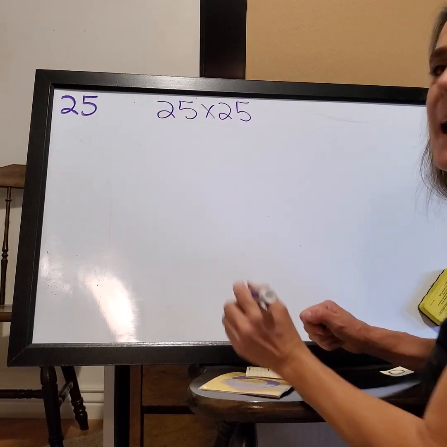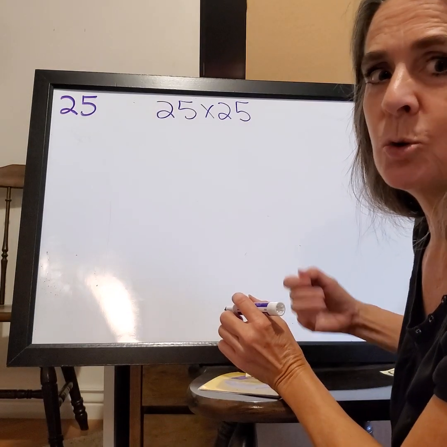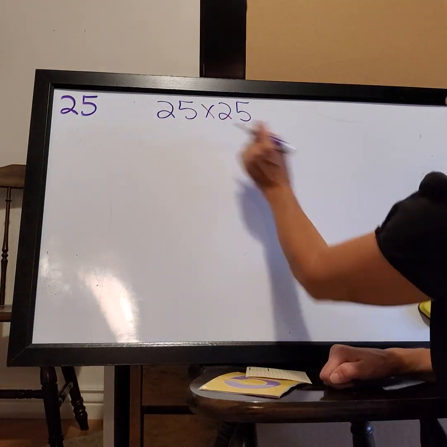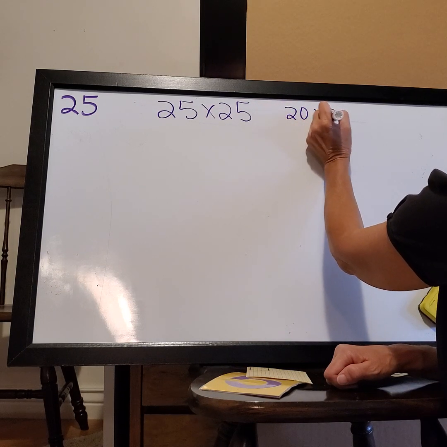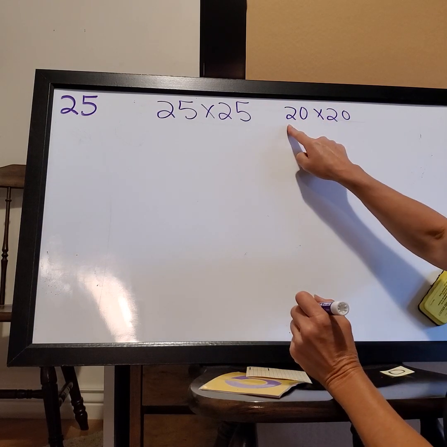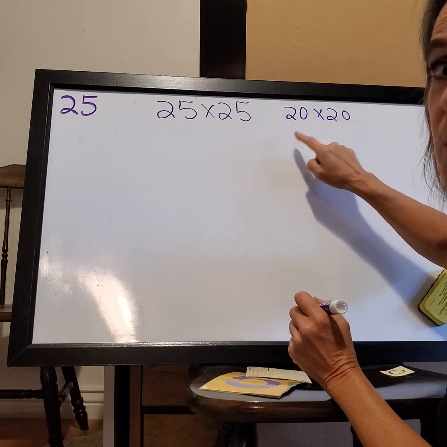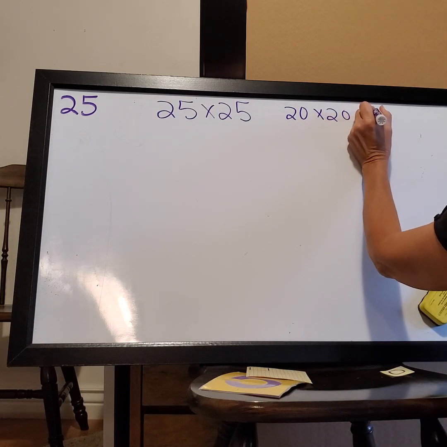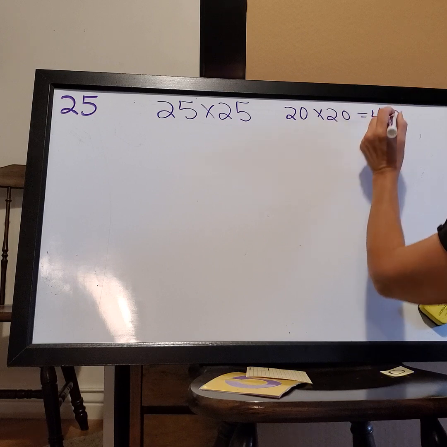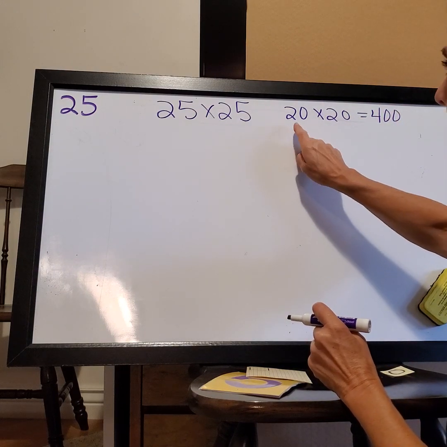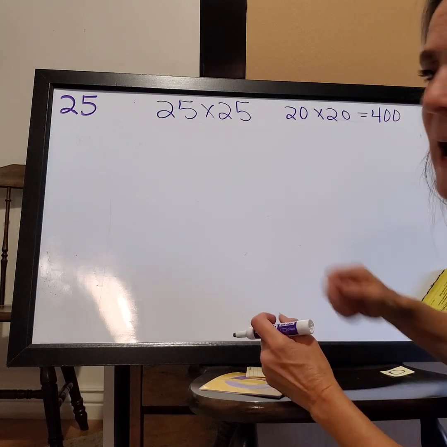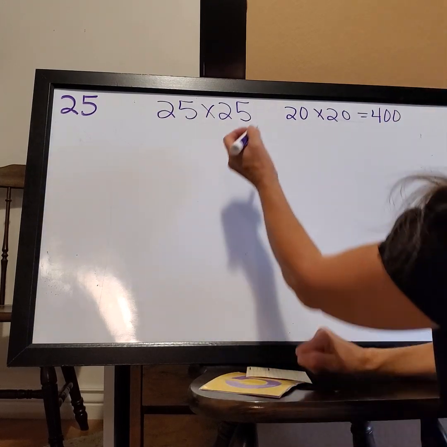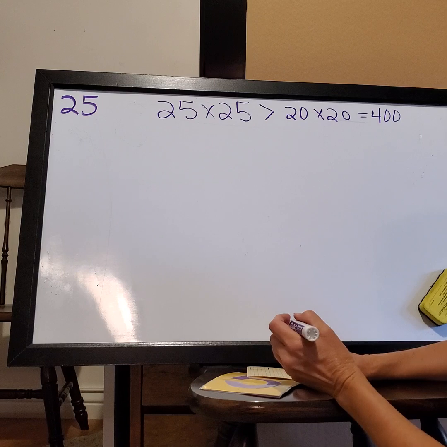Now I'm going to write out things that you could actually quickly do in your head. But to make an estimate, I'm going to start with 20 times 20. I know 2 times 2 is 4, so 20 times 20 equals 400. Maybe that's 3rd to 5th grade, I don't know. You just multiply that, count your zeros, voila. I know this answer has to be greater than 400.